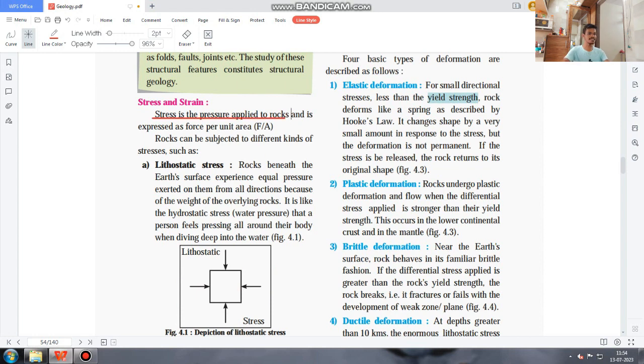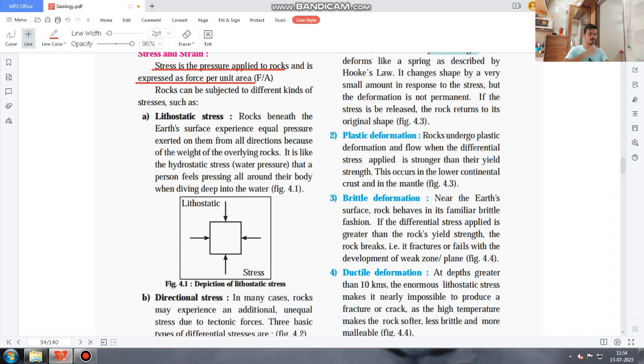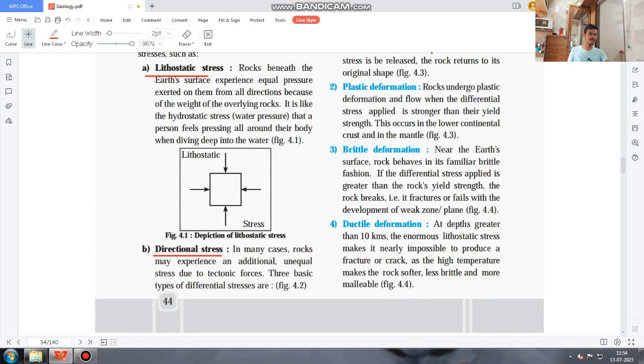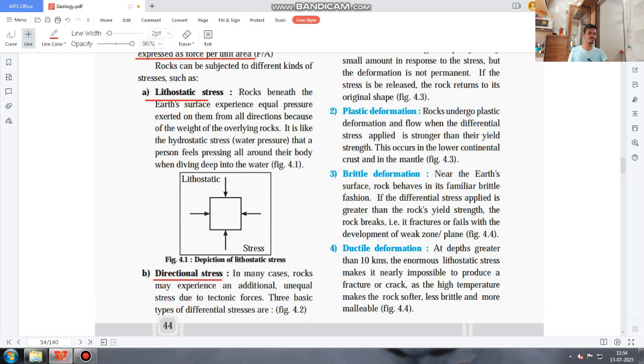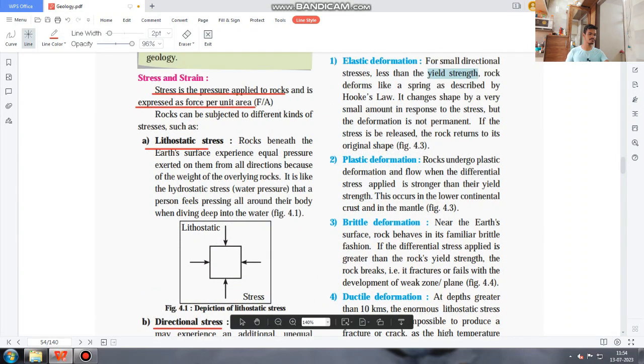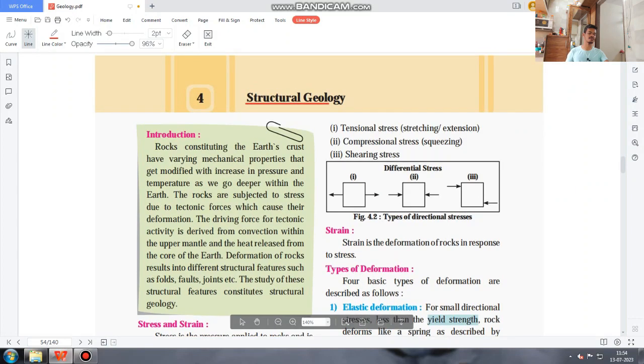So you can see stress is the pressure applied. This will not be asked. It's like, what is stress? Okay, so there are two types of stress, lithostatic and directional stress. Lithostatic is when stress is applied in all different directions because of different weight. Directional stress is only in one direction, due to the tectonic motion, the tectonic extension. They are differentiated into tensional, compression and shearing stress.